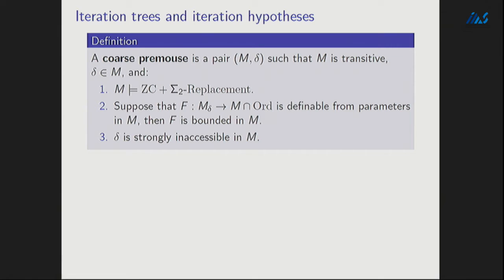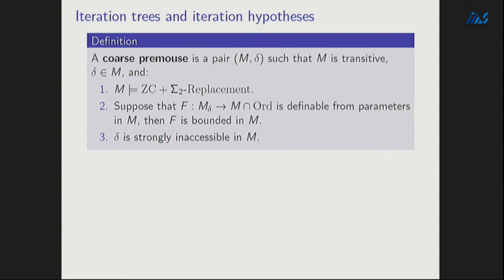It concerns iteration trees and iteration hypotheses. Now, Martin Zeeman will presumably be making similar definitions, so probably slightly different. So a coarse premouse, as opposed to a fine structural premouse, is just a pair, M delta, where M is transitive, delta is in M. We'll make M a model of Zermelo set theory with the axiom of choice plus sigma 2 replacement.